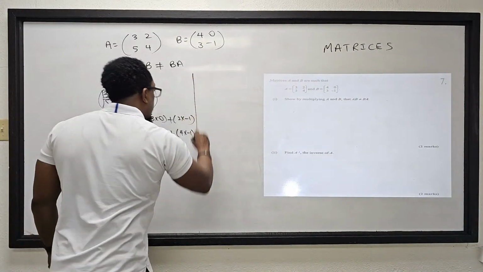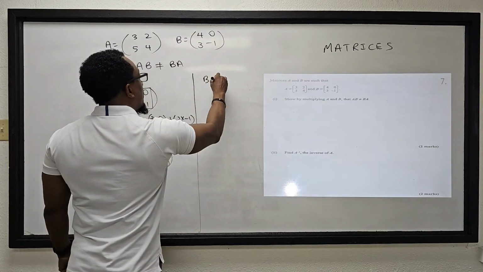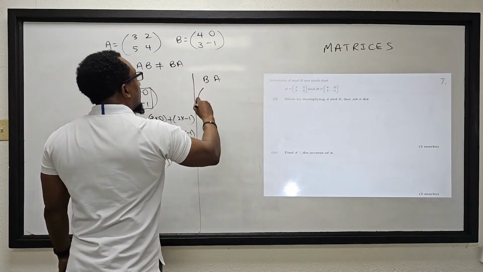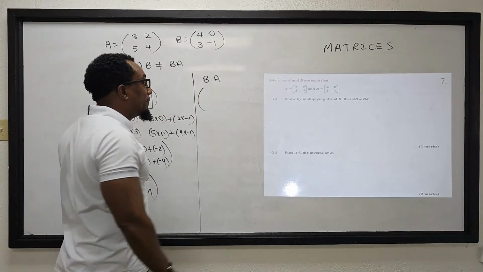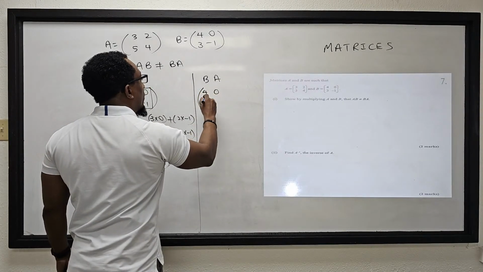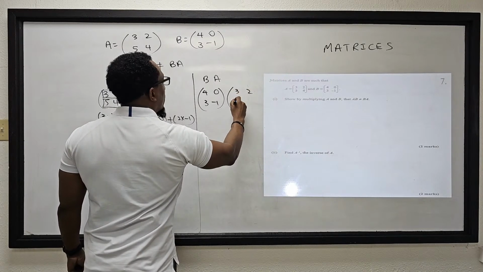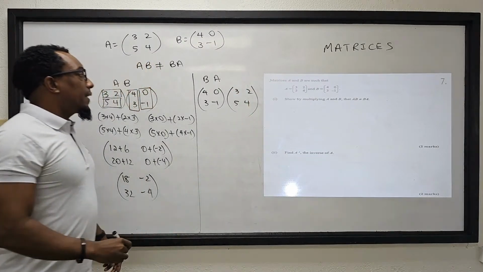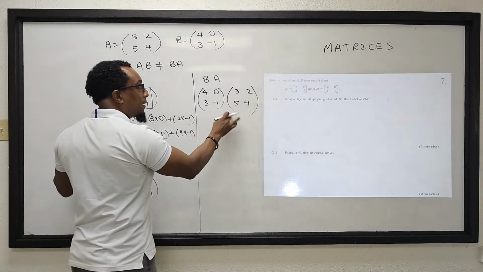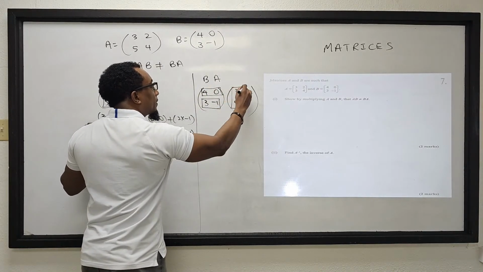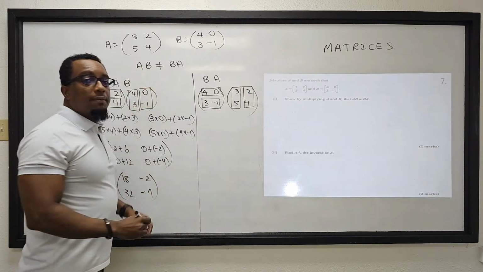So let's work out what BA is equal to now. So we switch the order, B first, A after: 4, 0, 3, negative 1 times A, 3, 2, 5, 4. And again, let's multiply. They are compatible. So we take the rows of the first by the columns of the second.